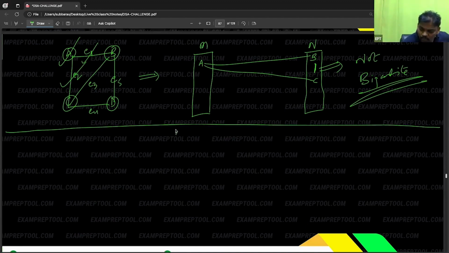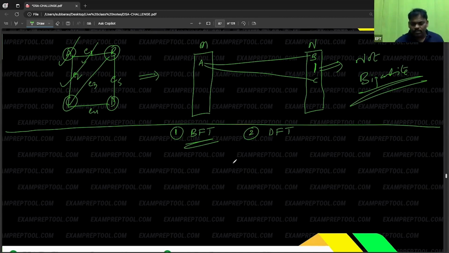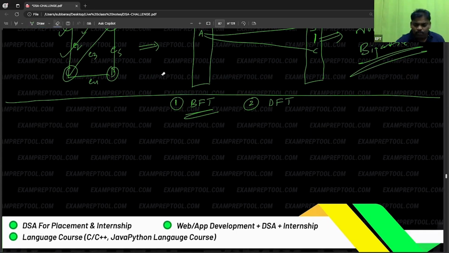You can solve this problem using BFT also, using DFT also. Using breadth first traversal you can do it, using depth first traversal you can also do it. I will do BFT, and you can do DFT by yourself. Let's start how to solve this problem using BFT.